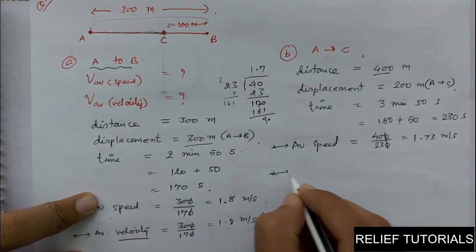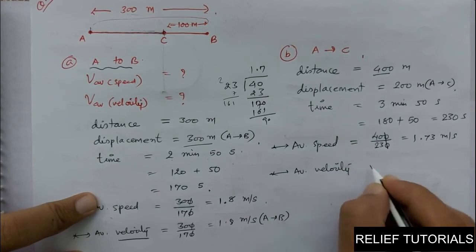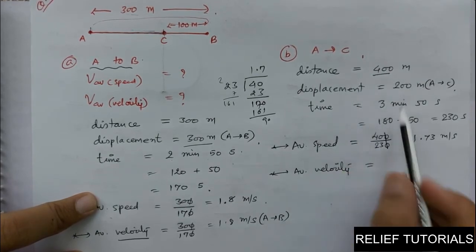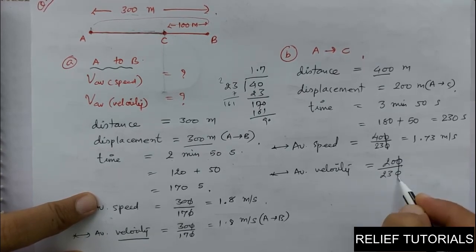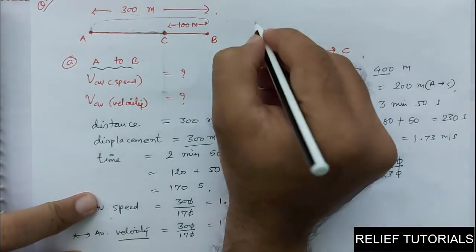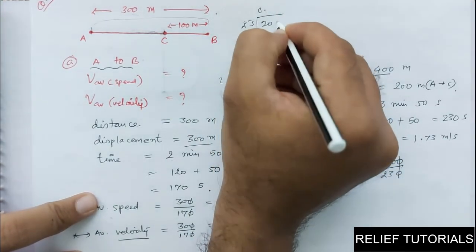But now what is average velocity? Average velocity means total displacement upon total time. Total displacement is 200 upon total time is 230. 0, 0 cancel. It's 20 divided by 23, so it will be less than 1, because 0 point something here.